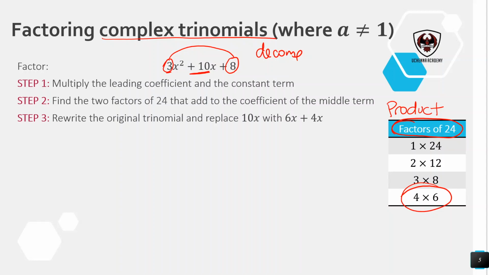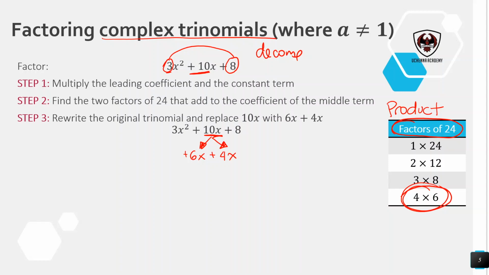So the original trinomial is 3x squared plus 10x plus 8. What we have to do in this step is break up the 10x into the two coefficients that we found, 4 and 6. But of course, we've got to keep x with them. So the 10x gets broken up into positive 6x and positive 4x, because those are my two values.